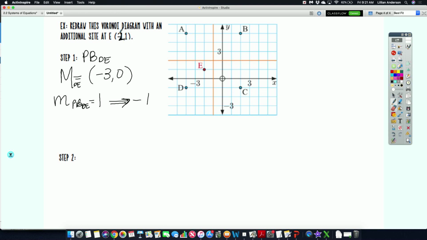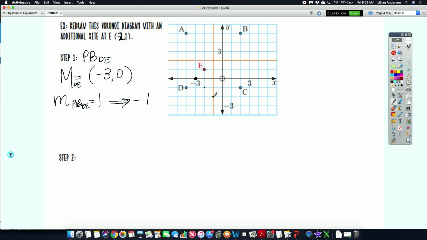Okay. So now I need to plot my midpoint at negative 3, 0, and I need to apply my slope, which is negative 1. So from that point, I'm going to go how? Down 1. Over, which way? Not to the left, to the right. Down 1, right 1, until I intersect with one of the edges, which I have at this point. Remember, negative slopes go down to the right. So that's why I had to go always to the right one.